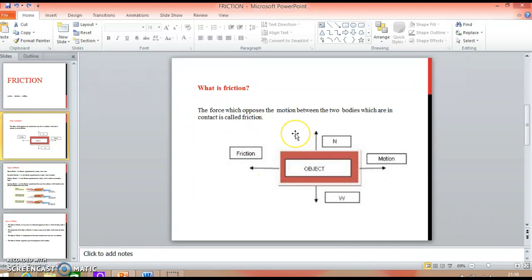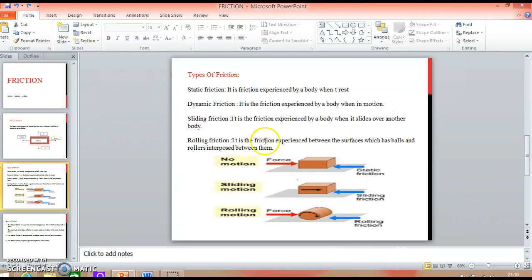So friction lies between the two bodies which are in contact. So the friction opposes the motion between the two bodies. There are different types of friction. The first one is static friction. It is the friction experienced by a body when it is at rest. If the two bodies are in rest position, the friction between the two bodies is called static friction.